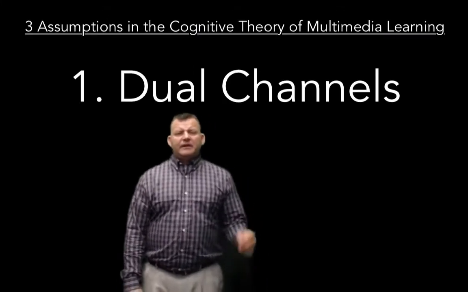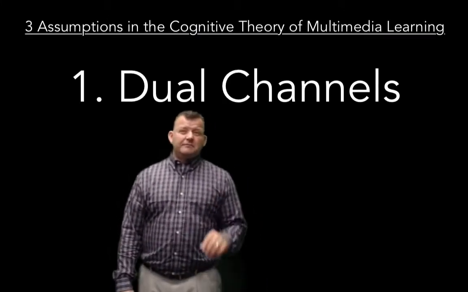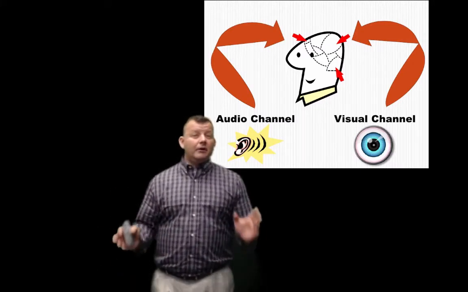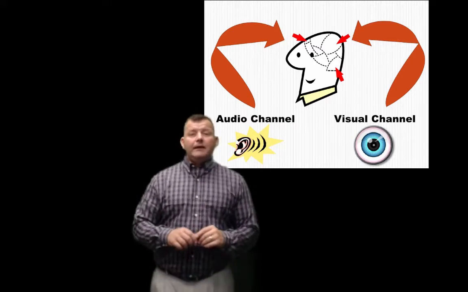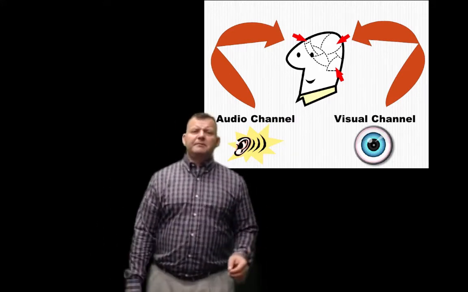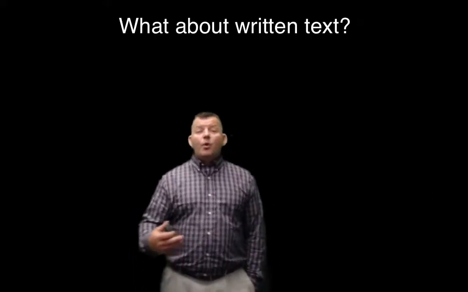Those things could be examples of multimedia. The cognitive theory of multimedia is based on three assumptions. The first one is called the dual channels. Dual channels is the idea that we have information that comes in visually and via audio on two different channels. And for the most part, researchers agree that this is accurate. However, there is some discussion or differing opinions about how written text is processed. What information channel does that come in on?